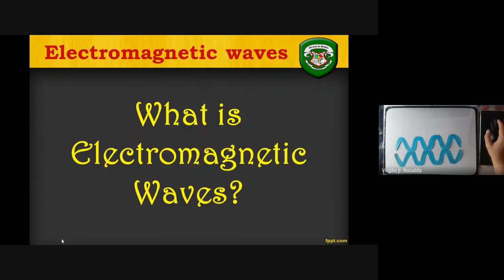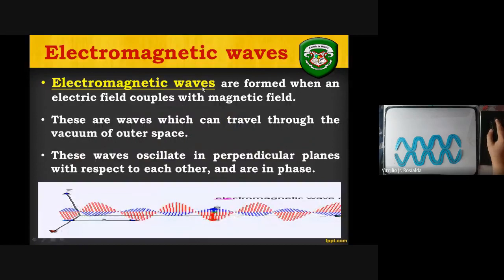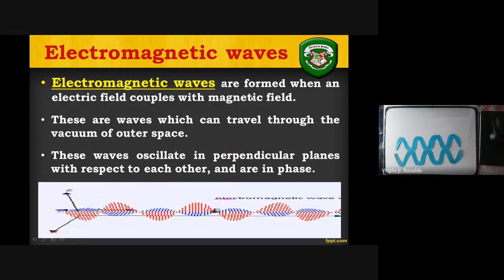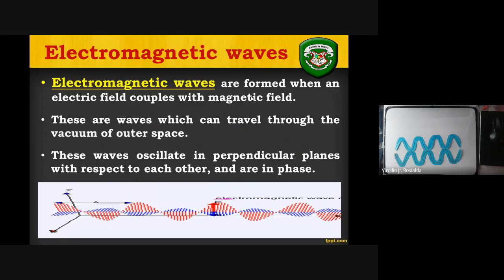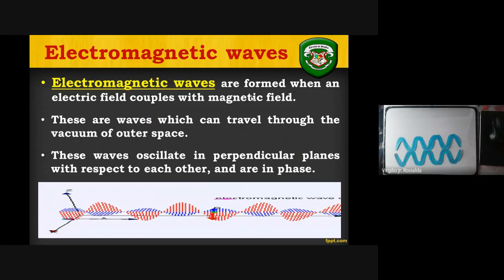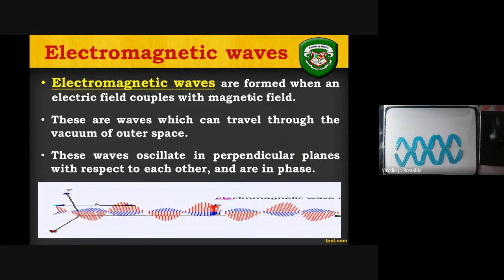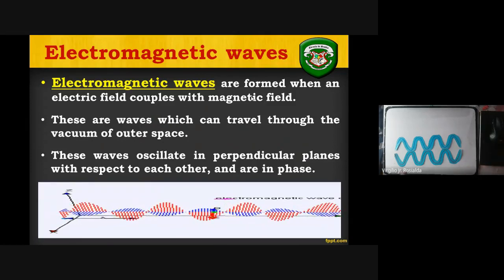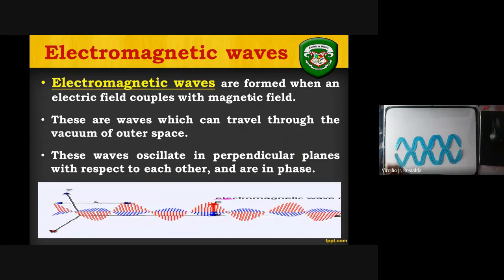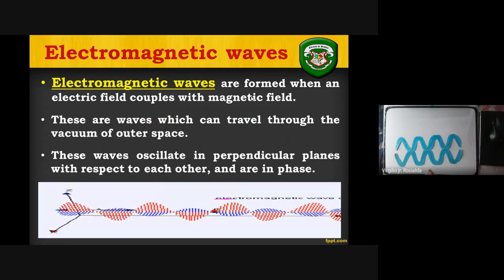So what is really an electromagnetic wave? How are we able to define an electromagnetic wave? So if we're going to define it, electromagnetic waves are formed when an electric field couples with a magnetic field. Ibig sabihin, if there is an existence of these two, electric fields and magnetic fields, technically, we are forming electromagnetic waves. That's why from the word itself, electromagnetic waves, it is a combination of electric field and magnetic field. So there is an existence of both electric and magnetic fields. So that's why it is called electromagnetic waves.